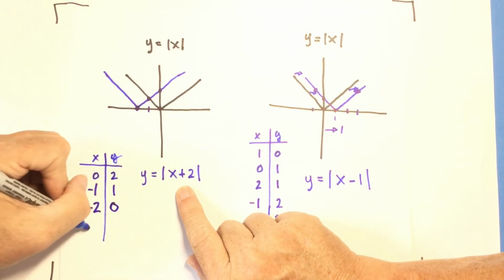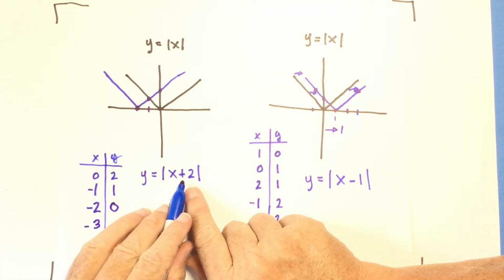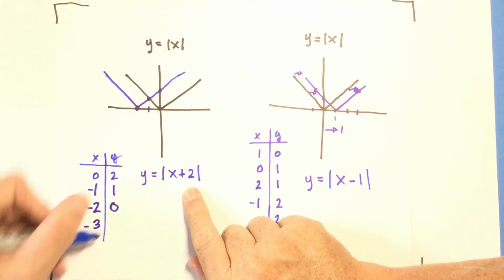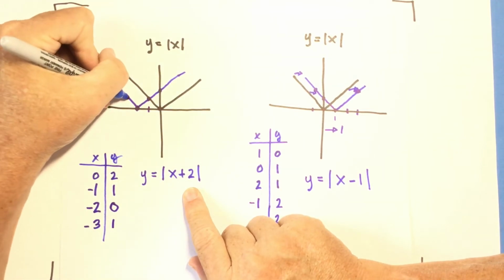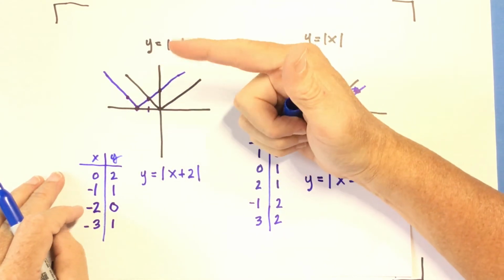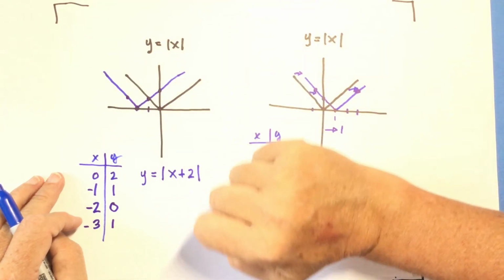And we'll just do one more. When x is minus 3, minus 3 plus 2 is a negative 1. The absolute value of negative 1 is 1. So y equals 1. So you can see that every point we had on our parent graph has just been moved 2 spaces to the left to get on the blue graph.